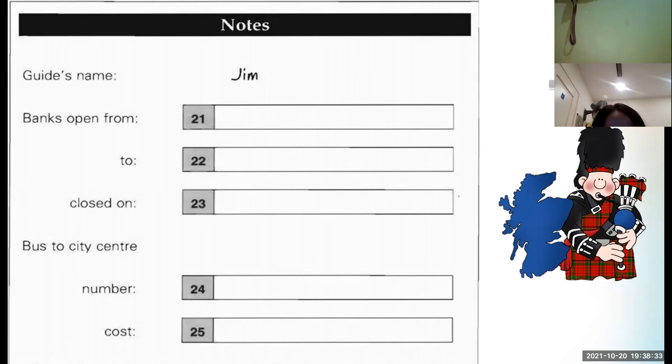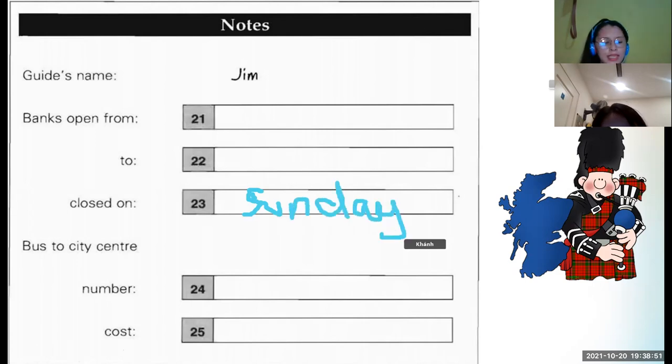You can take a bus from the hotel to the city centre. It's the number 21. There are buses every 15 minutes, so you won't have to wait long. You'll find the bus stop just outside the hotel. A ticket to the city centre costs 60 pence.